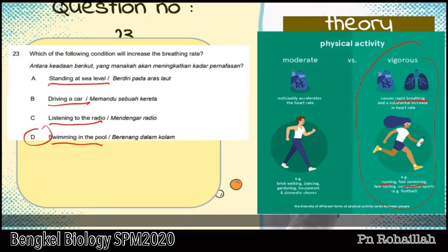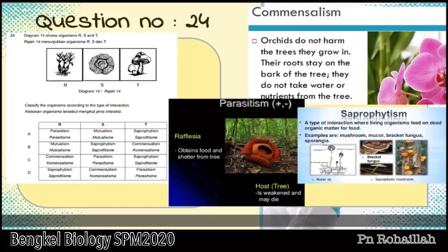Okay, next. 24. Okay, this one. Alright, diagram 14 showed organism R, S, and T. So R ni apa? So write down R. R is orchid.